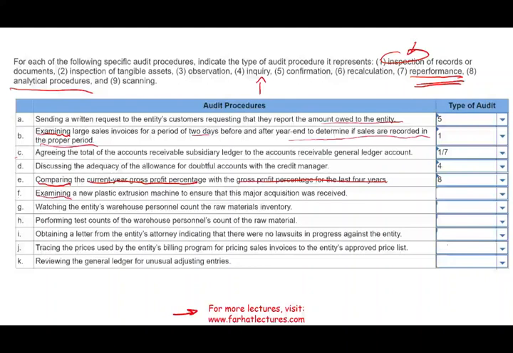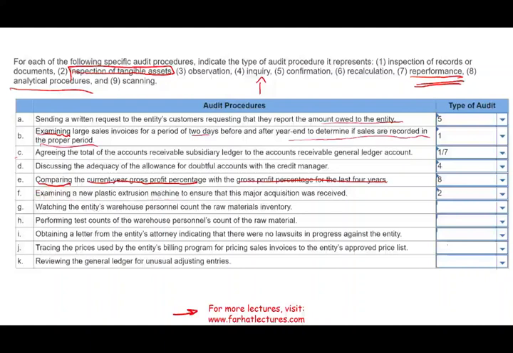F, examining a new plastic extrusion machine to ensure that this major acquisition was received. Now you're examining something, right? Examining means I am doing some inspection. Yes, you are. But look what you are inspecting. You're inspecting the existence of a new machine. So this is inspection of a tangible asset. Tangible means it's a physical asset that you have. So that's a form of inspection.